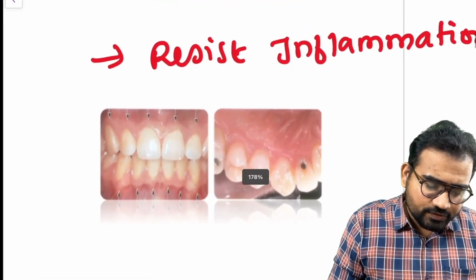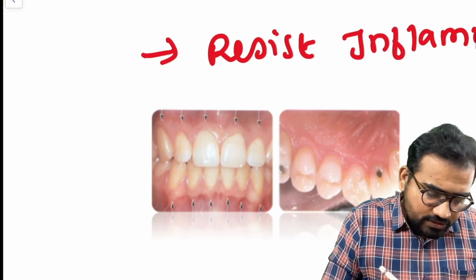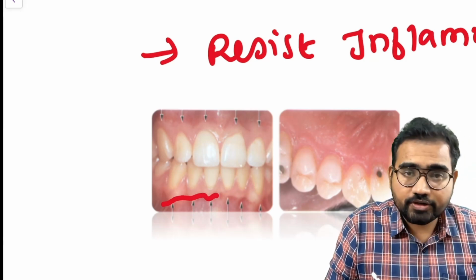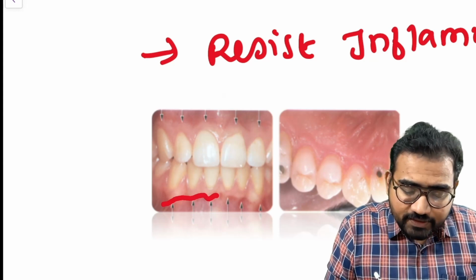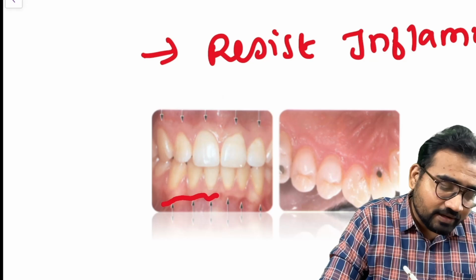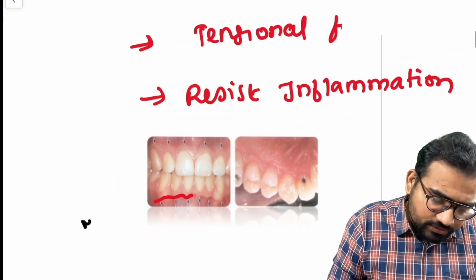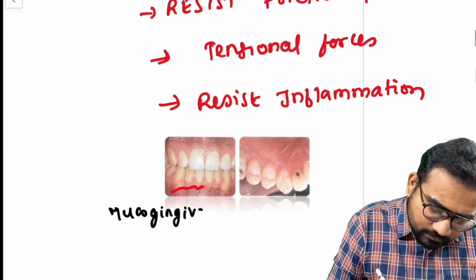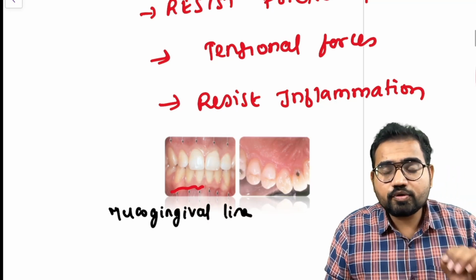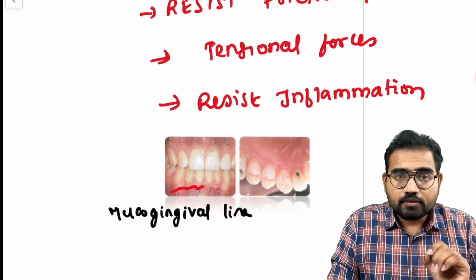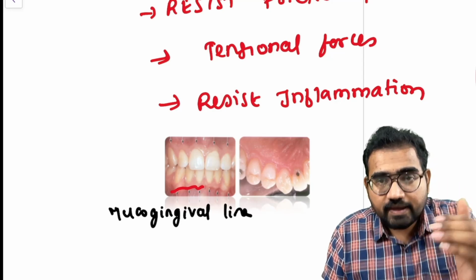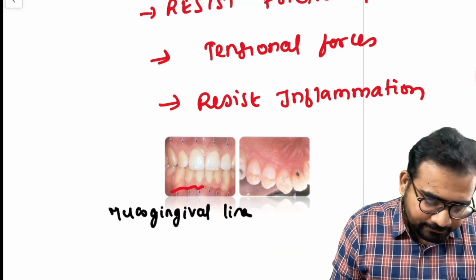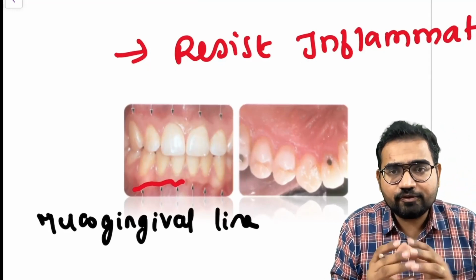Now, as you see here, this portion, you see a small demarcation here. I'll draw half of it so that you can recognize the other half. You see this demarcation, that is the mucogingival line. So a mucogingival line is seen when the attached gingiva ends or the mucogingival junction begins. This is where we deposit LA, right? Infiltration.